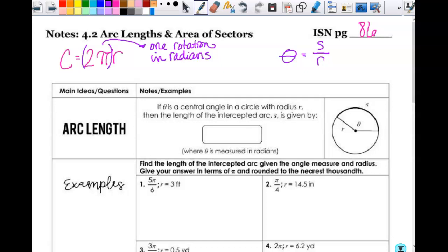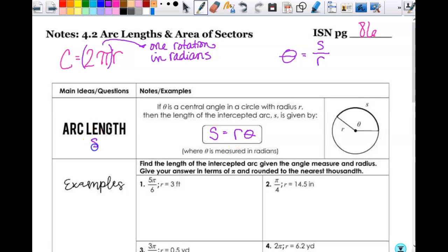Now, let's say I just want to solve for s, right? I just want to solve for the arc length. What would I do here? Okay, good. I'm not going to repeat that because I don't want to confuse anybody. All right. So s over r, if I want to get s by itself, what would I do? Multiply both sides by r. So when you are looking for the arc length, s is equal to r times theta.